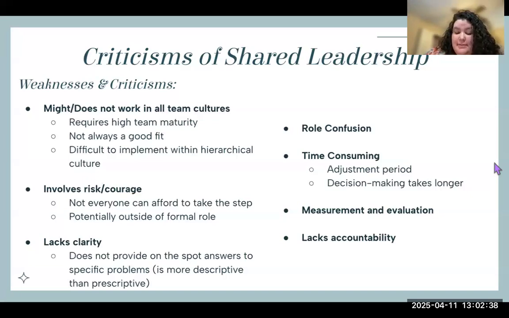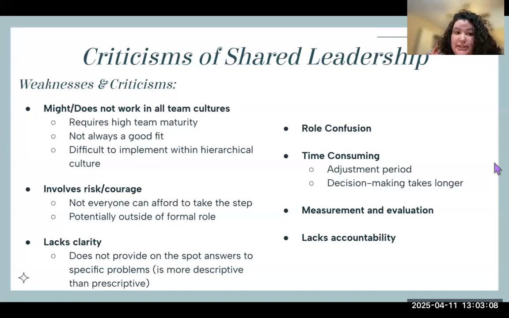And then it can be kind of time consuming to adjust and change companies or an organization to a shared leadership theory. So there is a bit of an adjustment period, and it does make decision making longer while people are getting integrated. Like I said earlier, instead of having one person making decisions, you might now have a team of 5, and that'll just take longer for everyone's opinions to be heard, for consensus to be met. And so it's not always the best fit because of those situations.